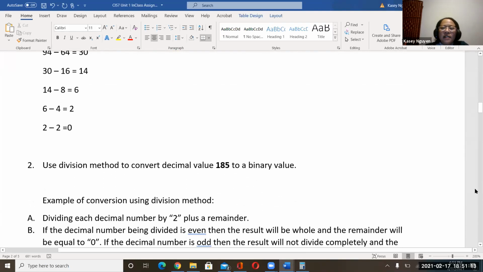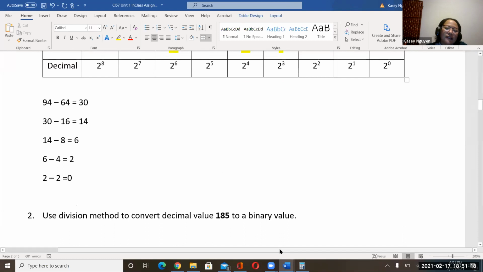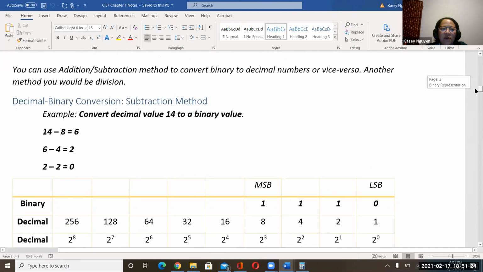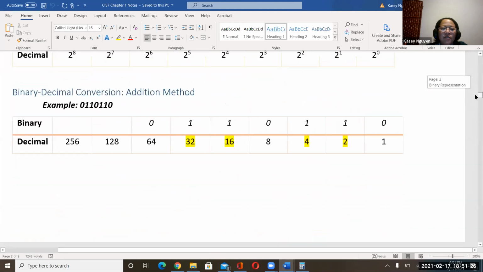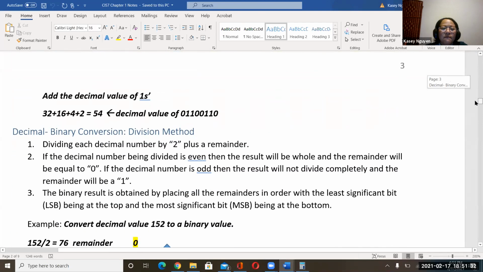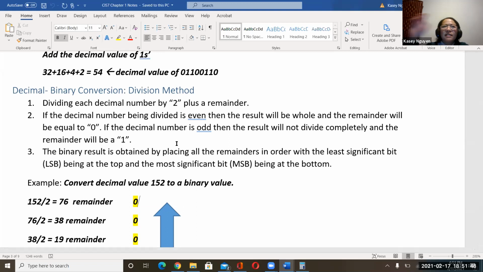Okay, so let's talk about the division method, which is number 2. I'm going to do the example. If you go down on the notes, here it shows you how to do the conversion with addition and subtraction. We covered that. Here's using the division method. This is on page 3 of the notes. You're given a decimal, and I wrote down the steps here for you. We're dividing by 2 because we're converting a base 10 to a base 2, okay?